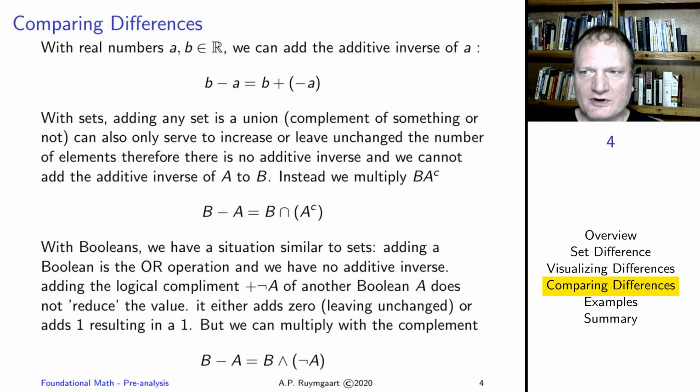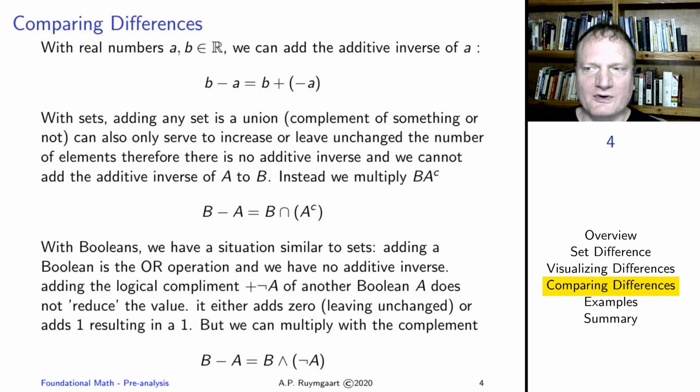Now with sets we couldn't do that because there is no additive inverse. We don't really have a negative element, which would be the additive inverse here. We saw that the union can only serve to either leave the set unchanged or increase its cardinality. So in order to subtract, we found, and we saw in the previous slides, that we must instead multiply by the complement of A, or we do the intersection essentially with the negative of A rather than the union. So with sets, B minus A is B times the complement of A.